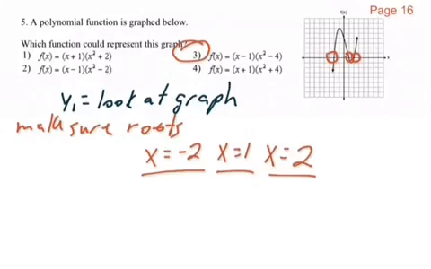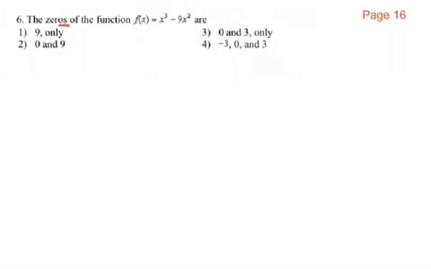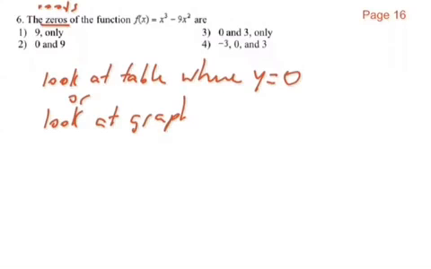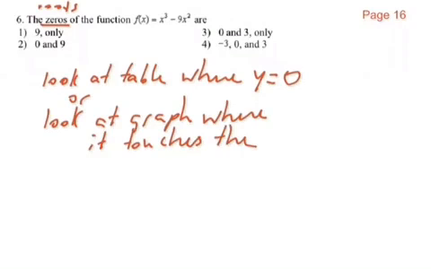For question number 6, they're talking about the zeros. Now the zeros and the roots are going to be the same thing. So again, in order to get the zeros or the roots, you can either look at the table where y equals 0, or you can look at the graph where it touches the x-axis. Those would be the two different ways that you can find the roots or the zeros.